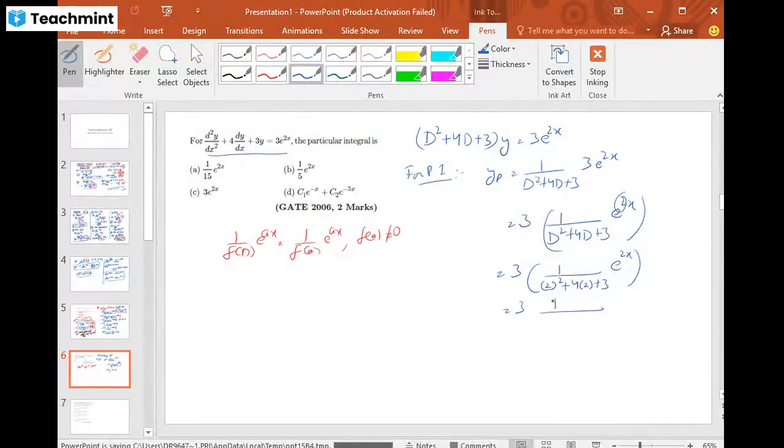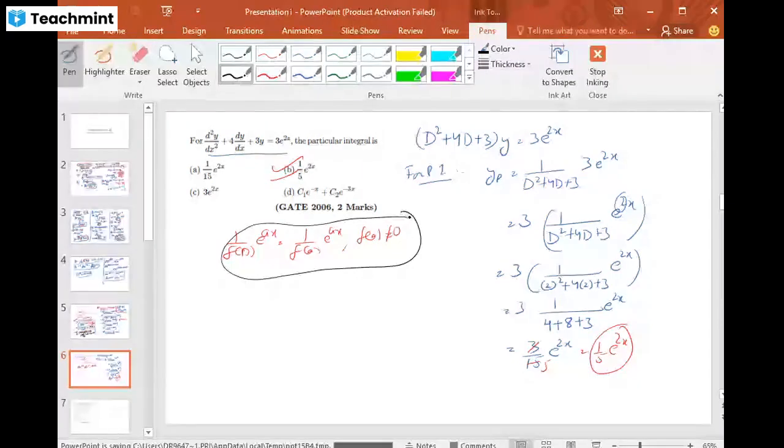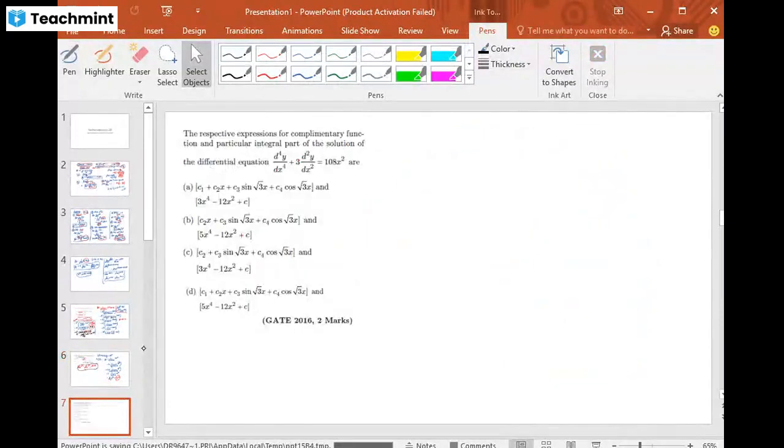This is 3 times 1 upon 2 square is 4, 4 into 2 is 8, plus 3, e^2x. So 12 plus 3 is 15. And here we can cancel out 3 with 15: 3 times 5 is 15. So the answer is 1 by 5 e^2x. This is the correct answer. Right? So in this case, we simply use the property 1 upon f of D e^ax as 1 upon f of a e^ax because f of a is not equal to 0. Now let us consider the next problem.